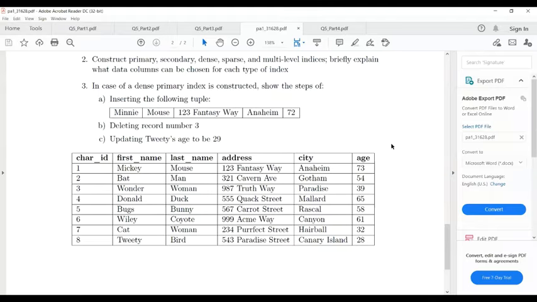Now, for updating Tweety's age, it's very straightforward. You will search for Tweety and update its age, and no update will be done in the index in this case. Thank you.